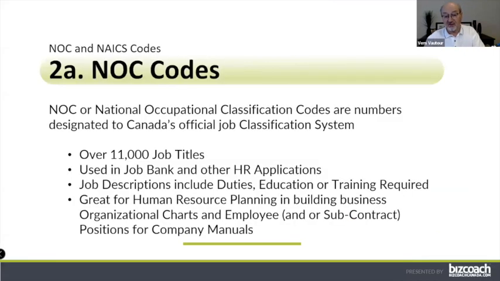So what is a NOC code? The NOC code is the National Occupational Classification Codes, and they're numbers that are designated to Canada's official job classification system. There's over 11,000 job titles. They're used in the job bank and other HR applications when you're looking for work. The job descriptions include duties, education, and training required. And it's an absolutely great tool for human resource planning, especially if you're building a business that requires organizational charts and employees into the future. And that includes subcontract positions, and or if you're developing or working on a company manual.